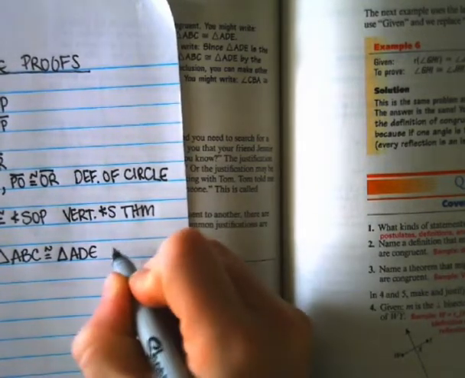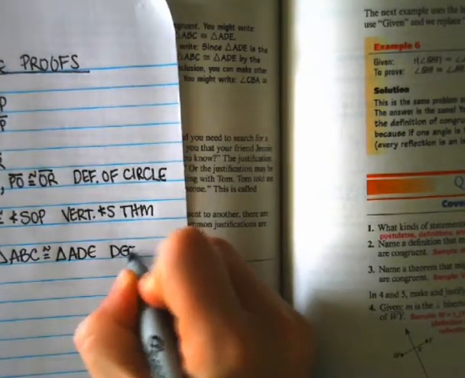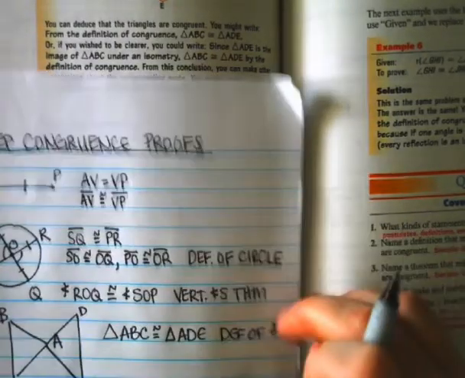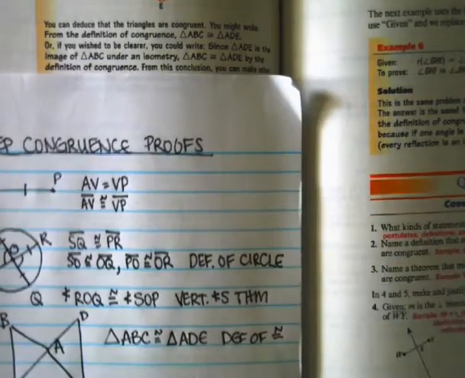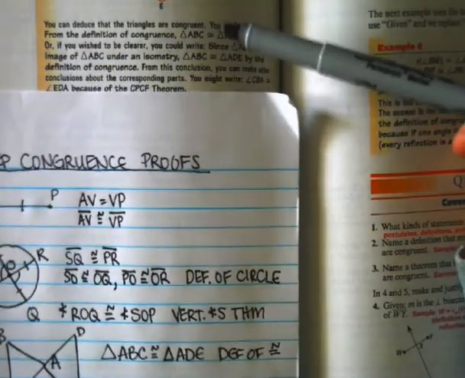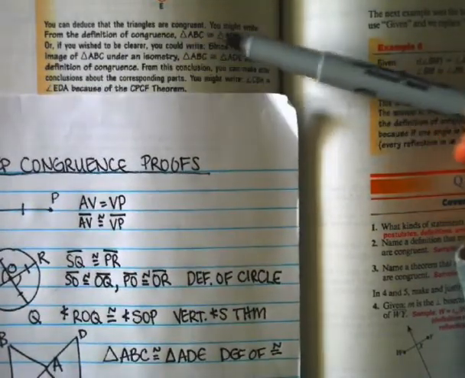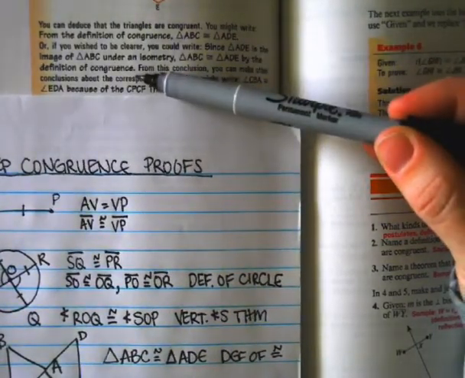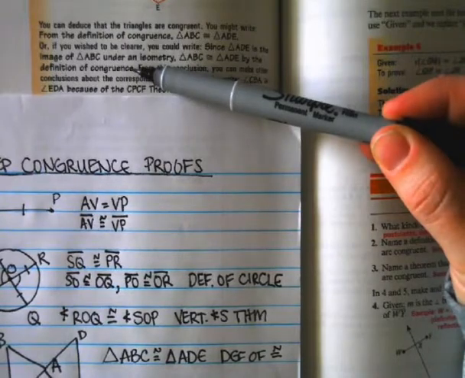And that's because of the definition of congruence. And then the book goes on to say, if you'd wish to be clearer, you could write this huge sentence, which I'm not going to ever ask you to write all of that out. If you can give me a reason for why you can deduce something, I'm good with that.